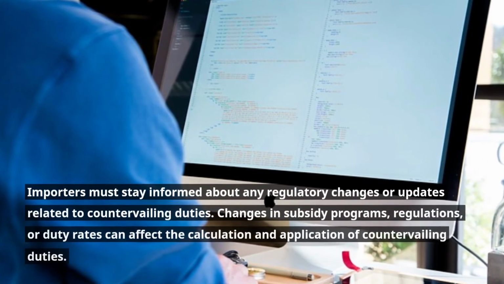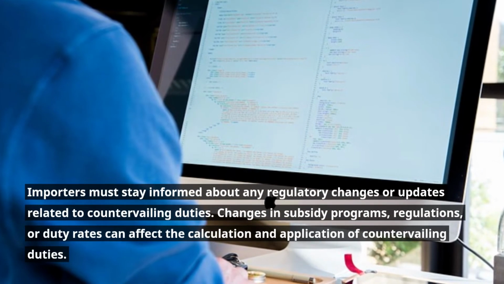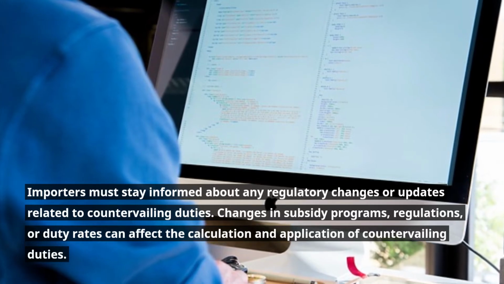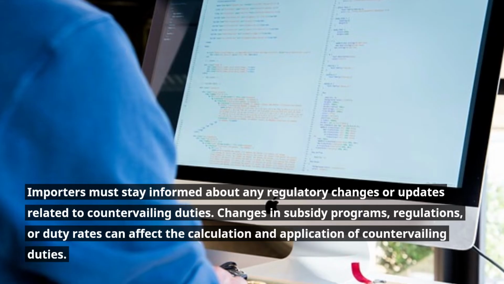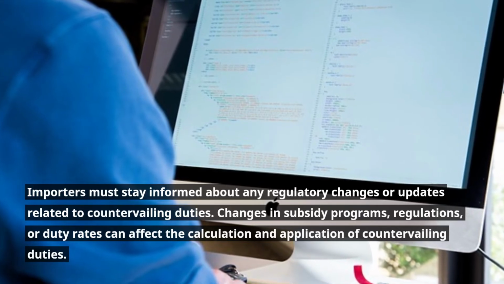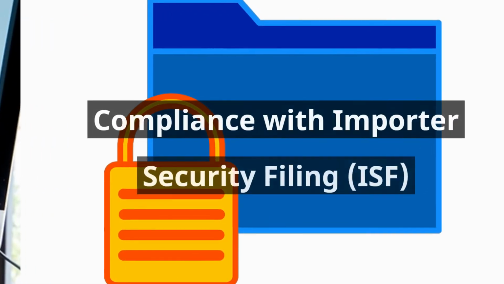Continuous monitoring of regulatory changes. Importers must stay informed about any regulatory changes or updates related to countervailing duties. Changes in subsidy programs, regulations, or duty rates can affect the calculation and application of countervailing duties.